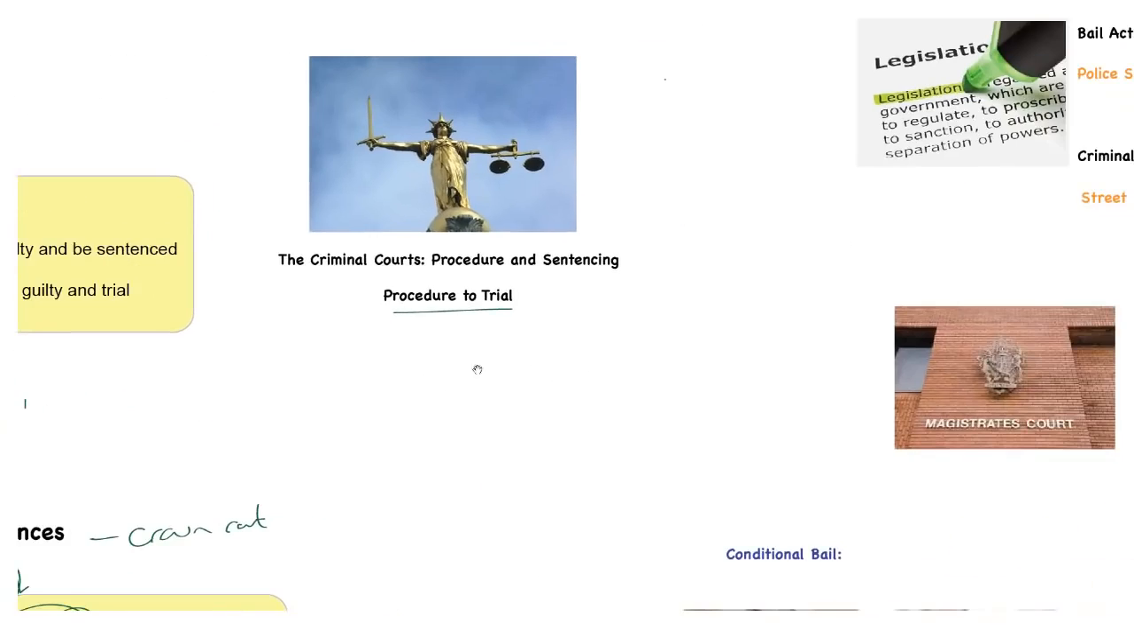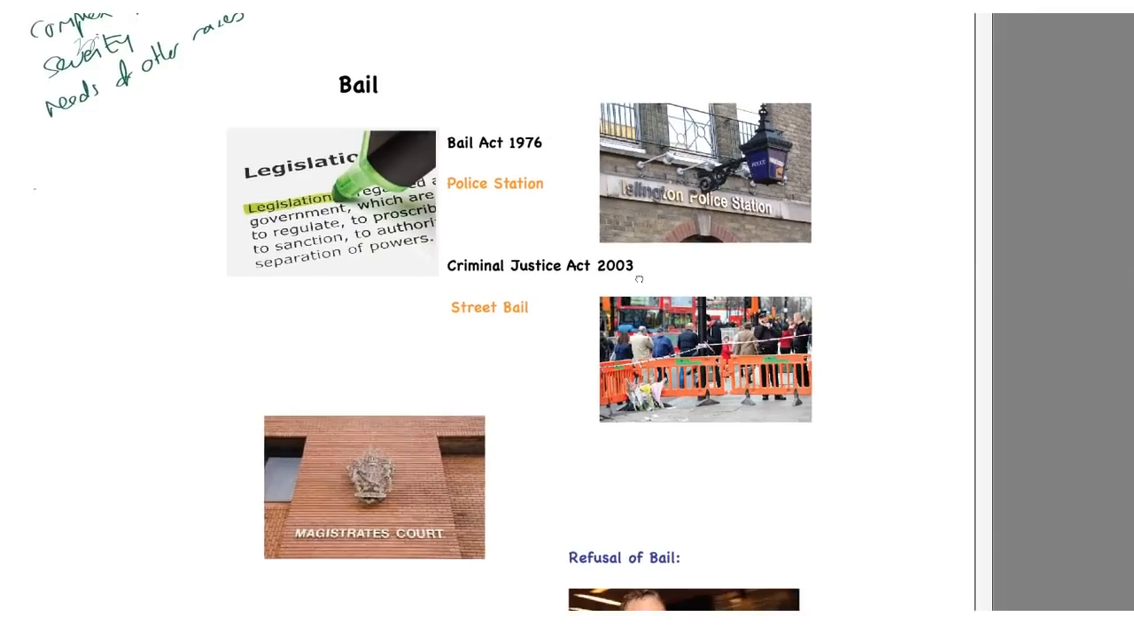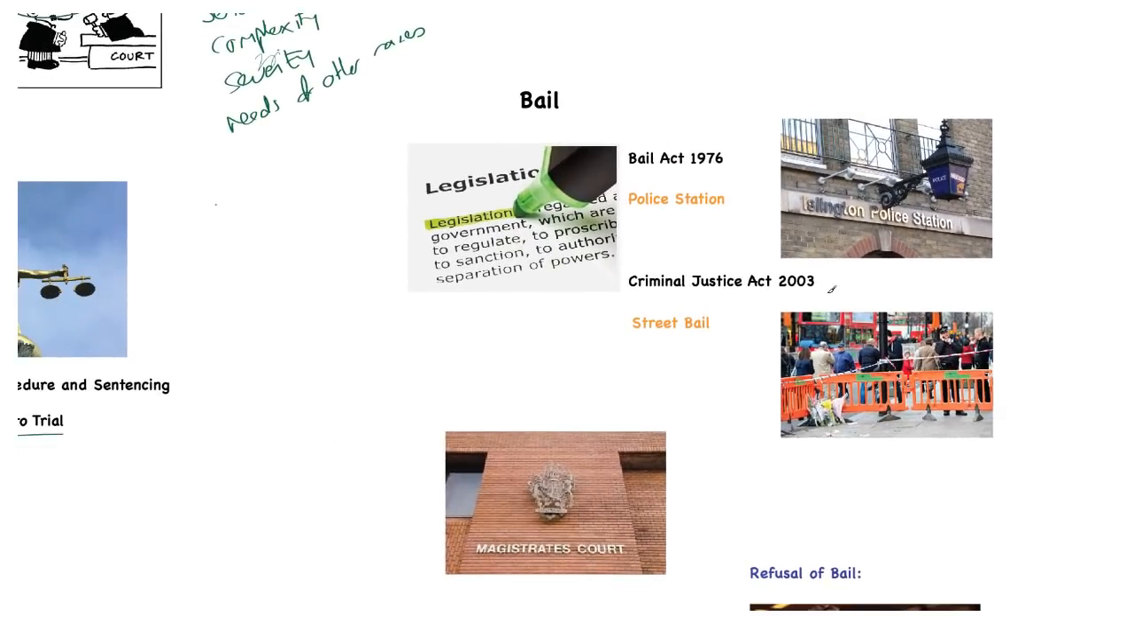The only thing now to talk about on this video is bail. And once again, bail comes through a piece of legislation. The Bail Act 1976 gives a general right of bail. So what it says is everybody is entitled to bail unless certain things exist. And it also says that bail can be given at a police station if you are charged at the police station.